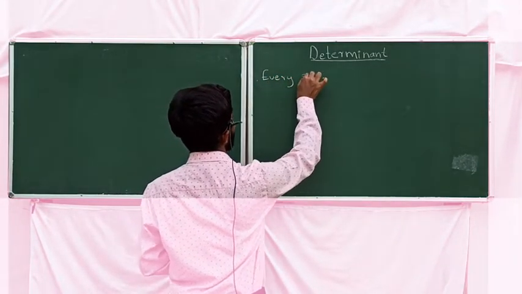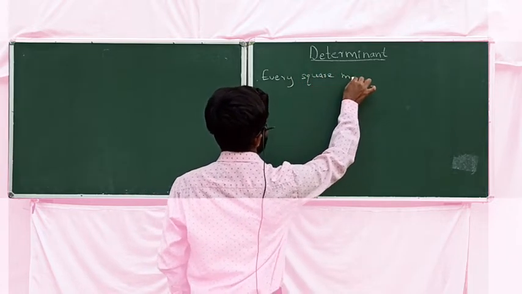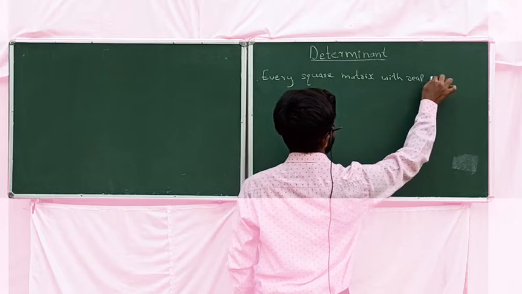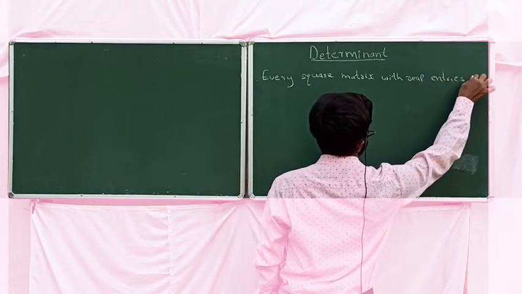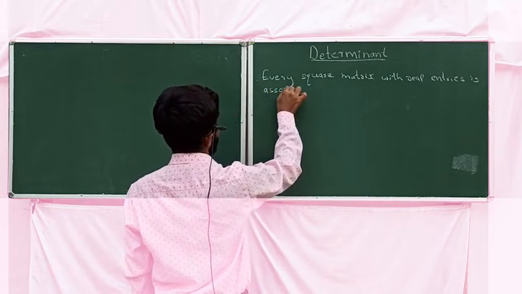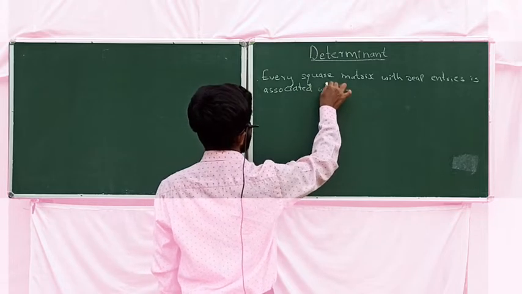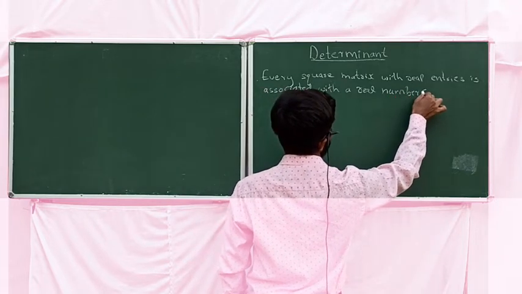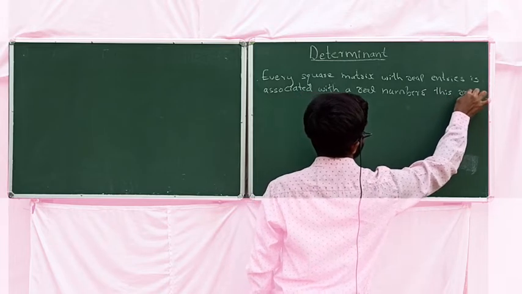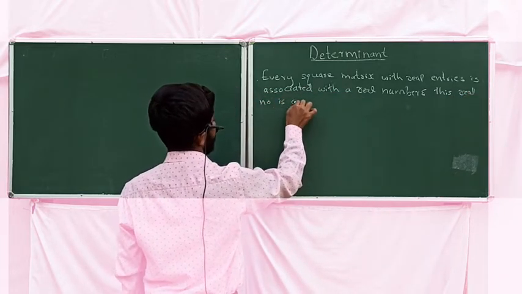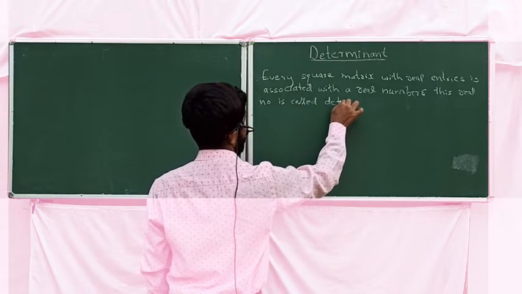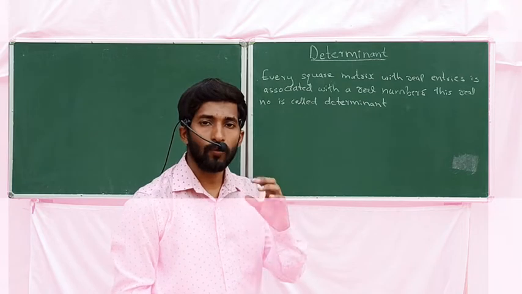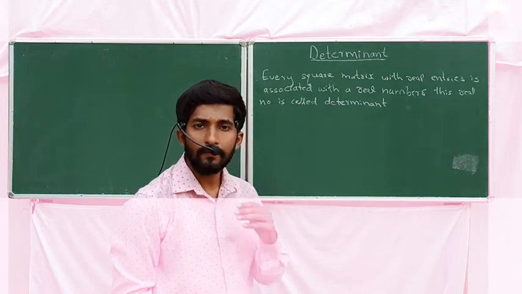Every square matrix with real entries is associated with a real number. And this real number is called determinant of the given square matrix. Here the important condition is square matrix with real entries. Real entries means real numbers.